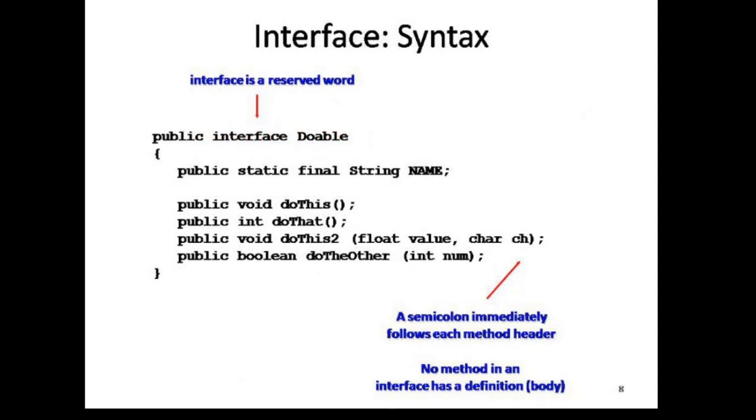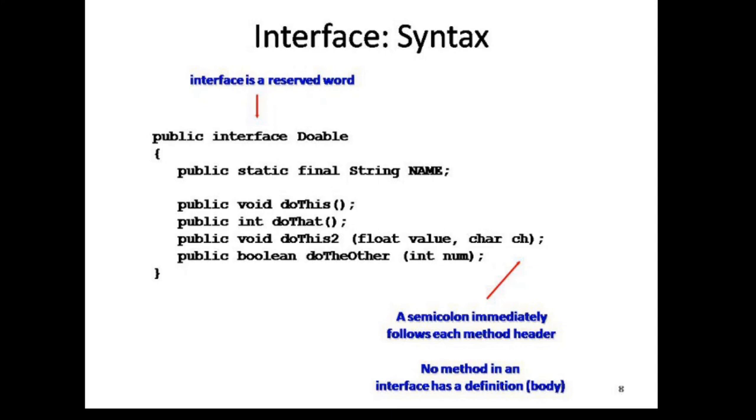Now, what is the syntax of writing an interface? Interface is a reserved word, like public interface Doable, public static final String name, and there are four other methods declared inside the interface Doable. The first method is the doThis method that returns void and takes no arguments. Then there is another method, doThat, which returns an integer and takes no arguments.